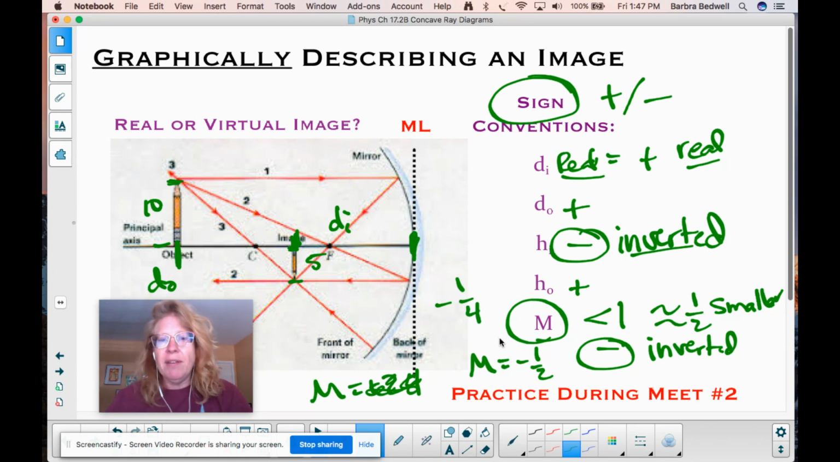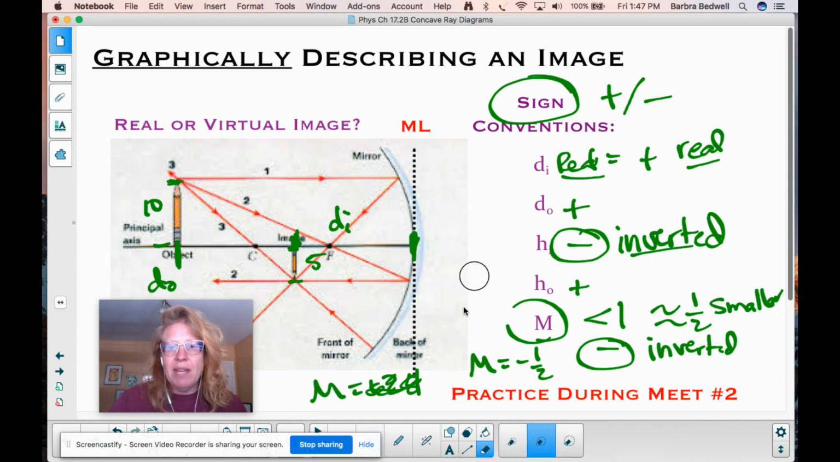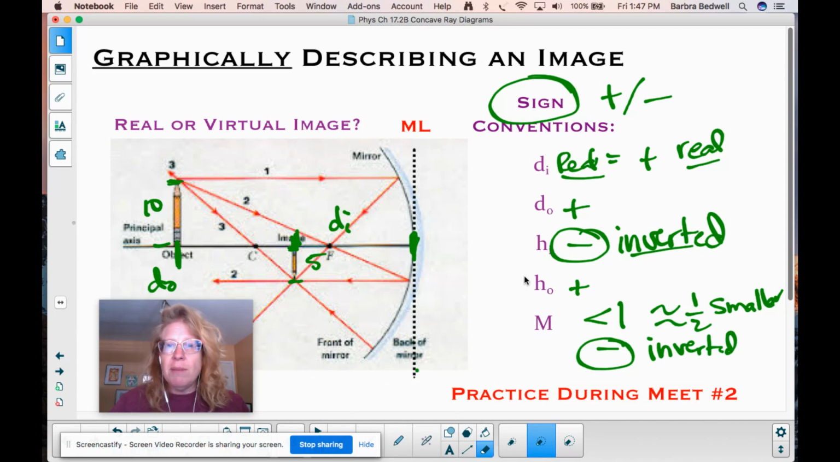So again, magnification is M, and that gives you some idea about not only the size of the image that you've got, but then the orientation of the image. So the orientation of the image is given in both HI and M. The size of the image is given to you in both HI and M, and then the distance to the image is given to you in DI.